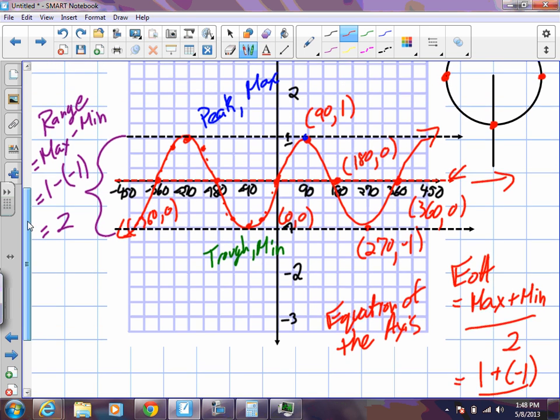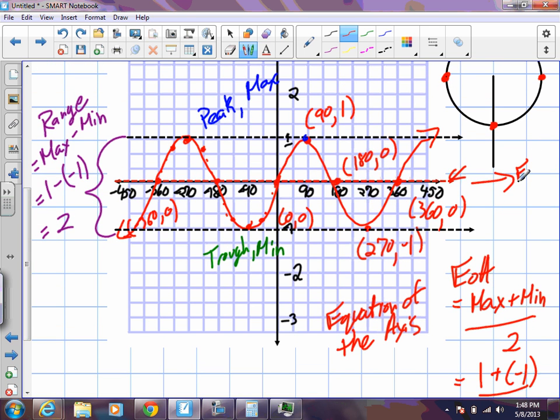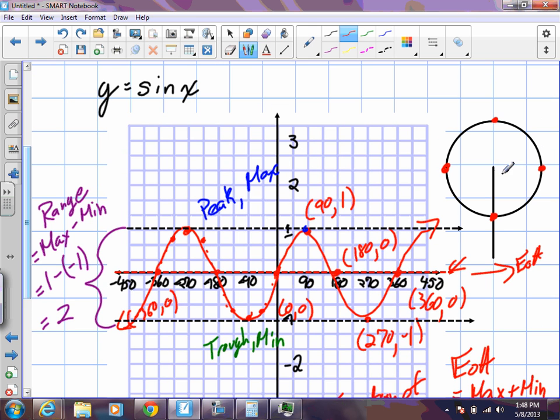Think of it, say we were to relate that to this Ferris wheel we drew. Our equation of the axis would be a line kind of going through this middle here. Our peak would be the highest point, or our max, and our minimum would be the lowest, or the trough.